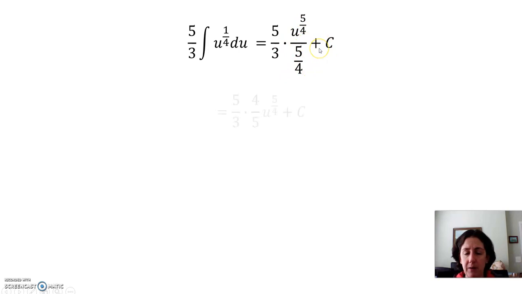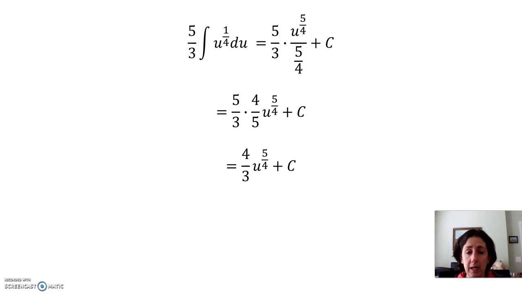Now we don't divide by fractions, we multiply by the reciprocal. Notice those 5's are going to cancel, and I have 4/3 u to the 5/4 plus c, which is great, except I was trying to integrate with respect to y, so I'm going to need to plug back in what u is, and I have 4/3 y cubed minus 1 to the 5/4 plus c. And remember, you can always take the derivative of your answer and make sure you get what we started with.